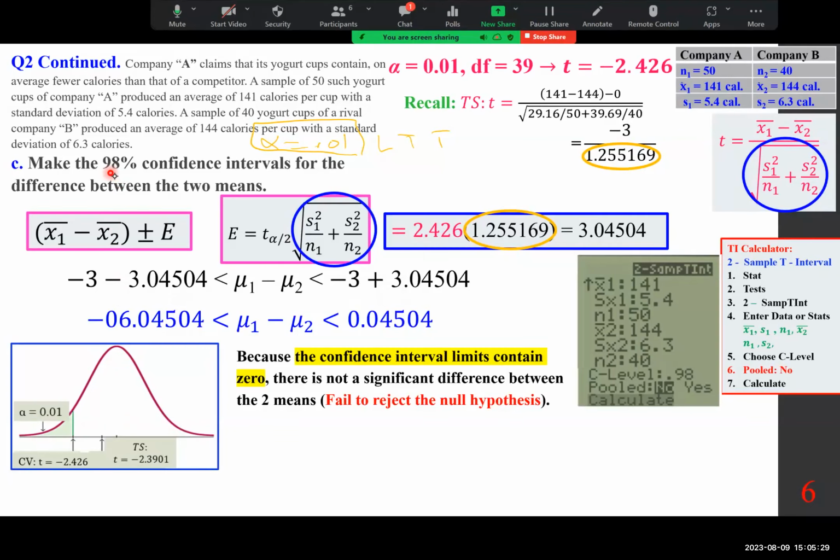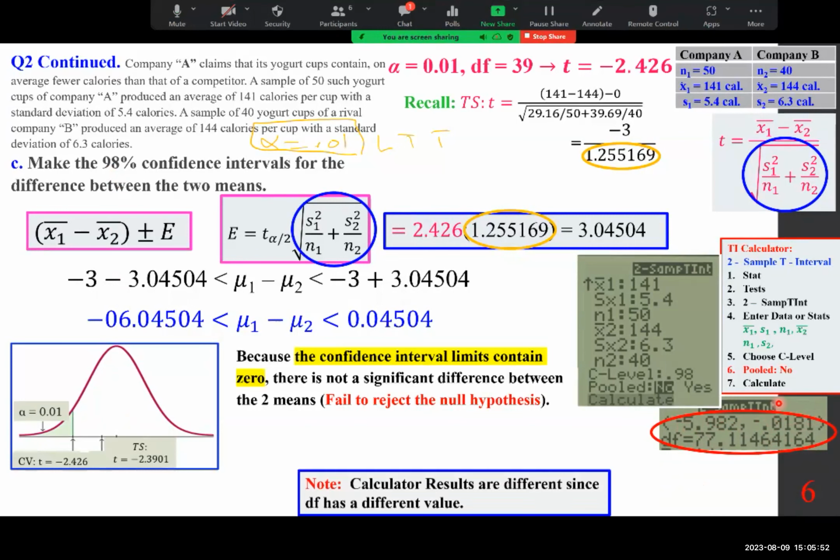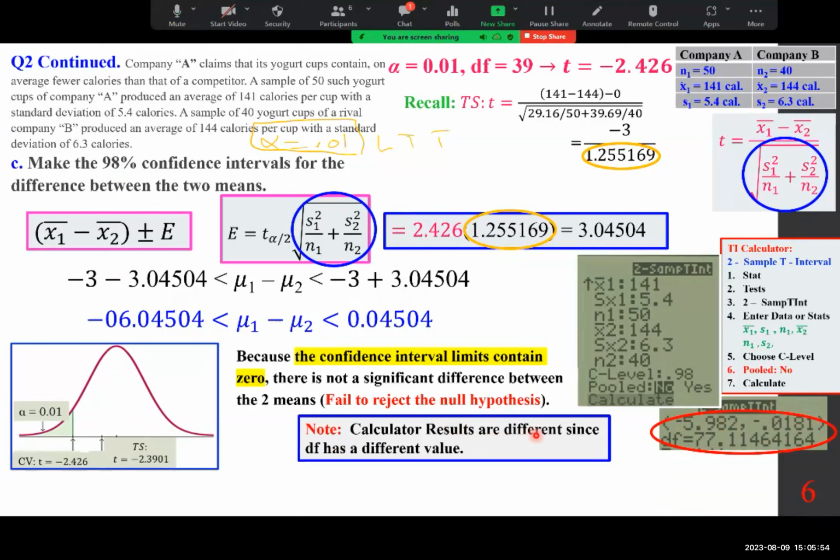So we're going to continue with the calculator. It gives us the answer here. And more importantly, again, take a look at the degrees of freedom. The degrees of freedom is exactly what we got using a calculator previously for the p-value. And so those values are different, and notice both of them are negative. Calculated results are different since the degrees of freedom has a different value.